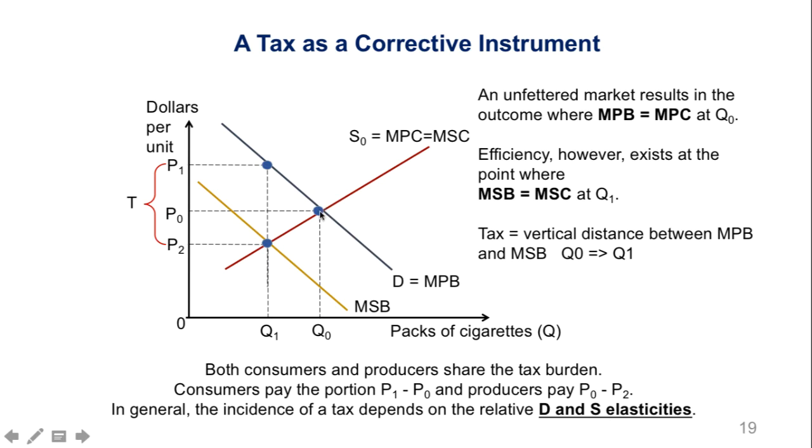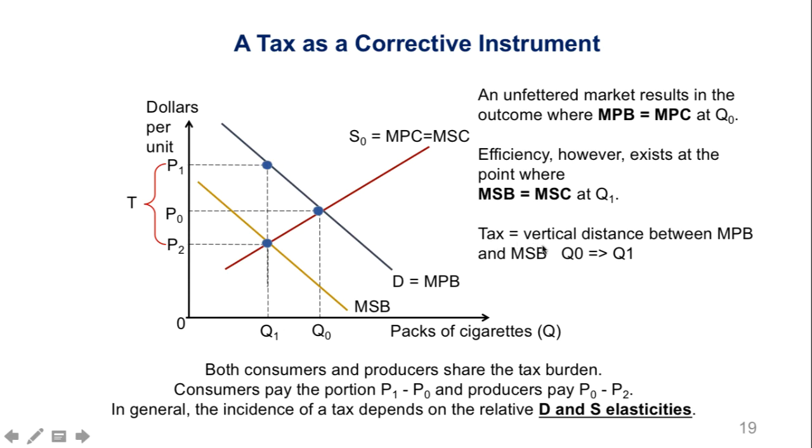Private cost and marginal private benefit is at the point of P0 and Q0. The individual without government intervention is producing at this point. And so the efficiency exists at the point where the marginal social benefit is equal to the marginal social cost at Q1.